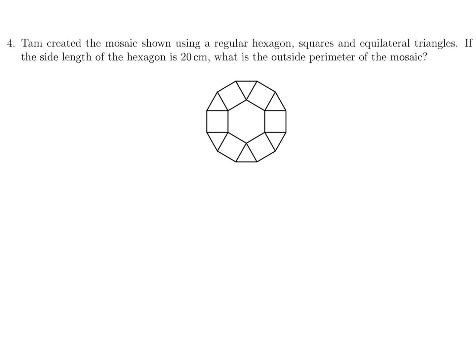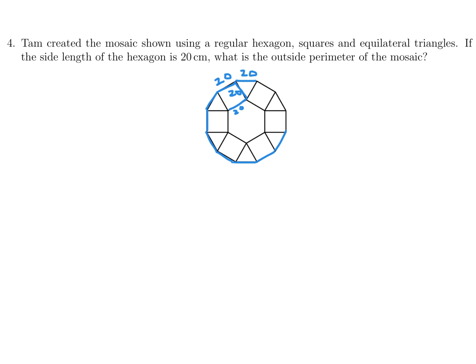Tam created the mosaic shown using a regular hexagon, squares, and equilateral triangles. If the side length of the hexagon is 20, what is the outside perimeter of the mosaic? Side length is 20, so that's 20. And since they're squares, all the sides are the same, so that's 20. And that side is also 20 since it's a square, and since those are equilateral triangles, that side is 20.